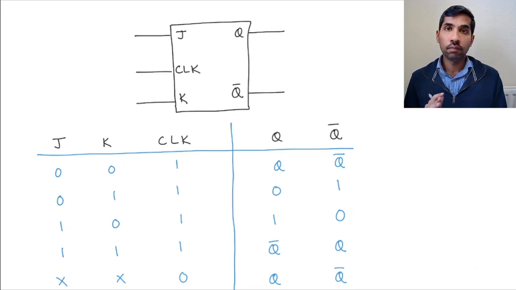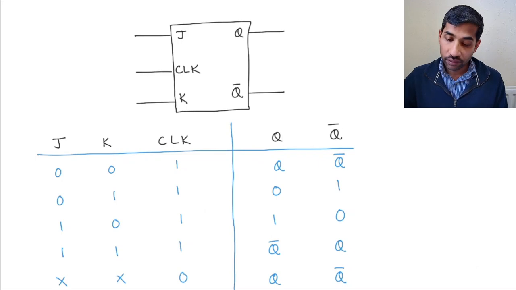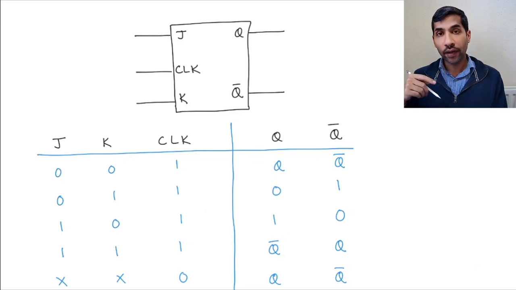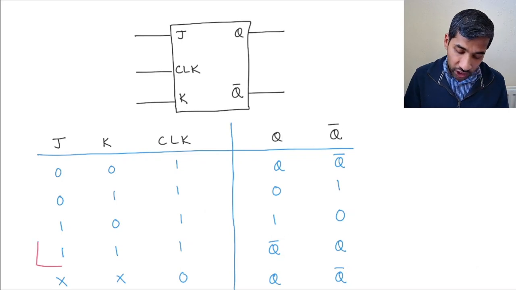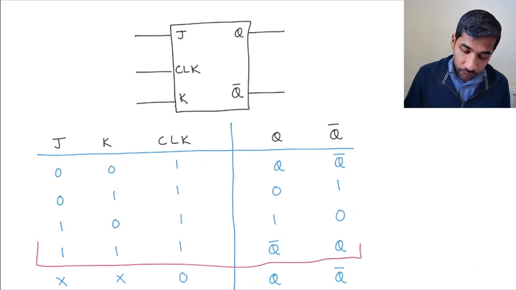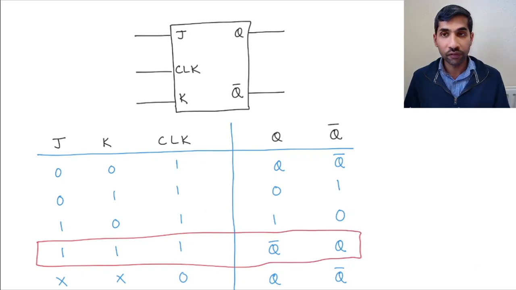Now, take note of what happens in this particular state, where q and q bar are changing values. If j and k are 1 1, what happens to the output? The output becomes the opposite of what it was before. So in the next state, it's going to take the next value.